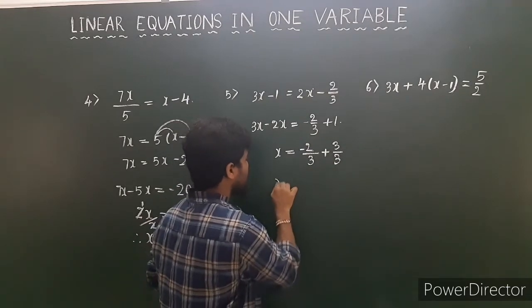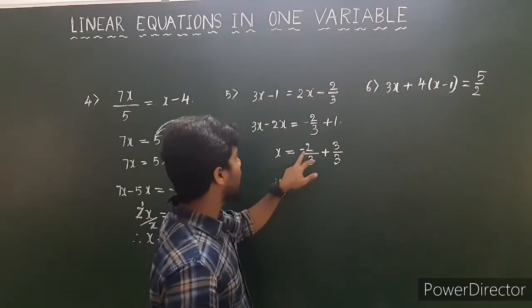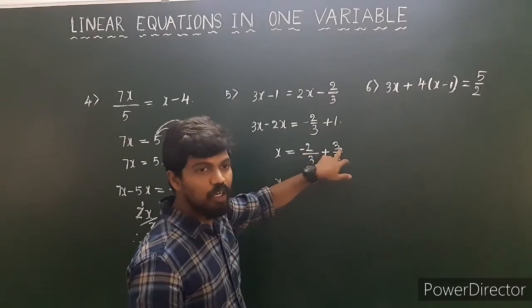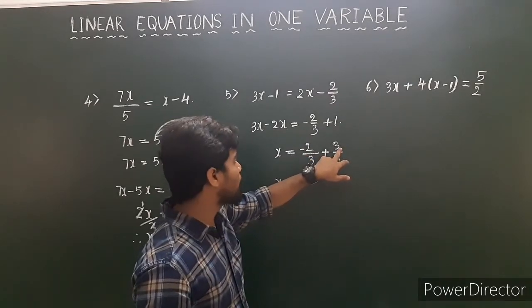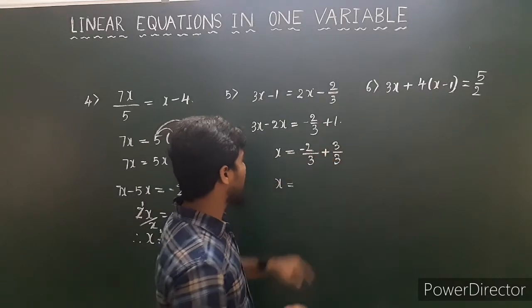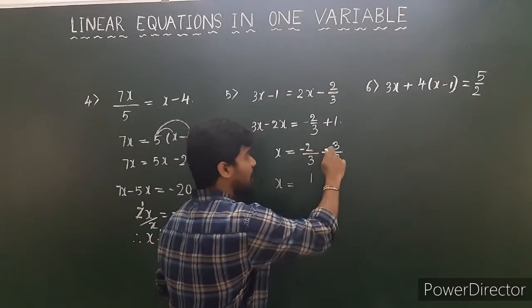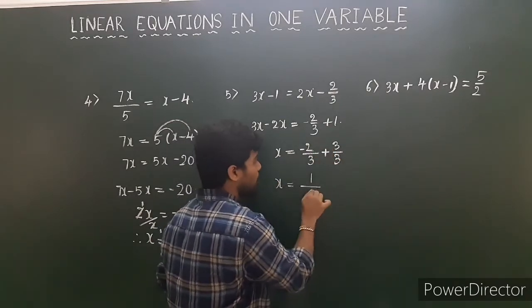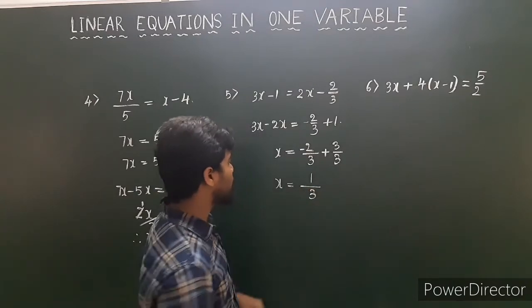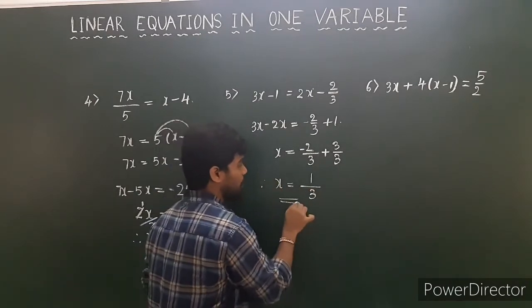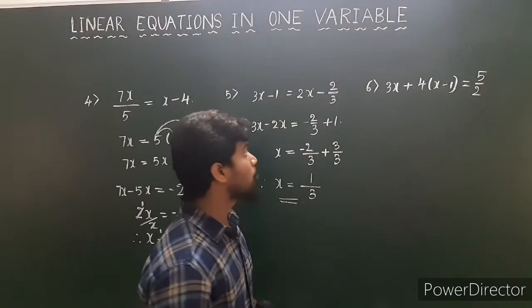So you get minus 2 plus 3, two different signs. So we have to subtract, 3 minus 2, you get 1. And the sign of the larger value is plus, with the common denominator 3. So x is equal to 1 by 3.